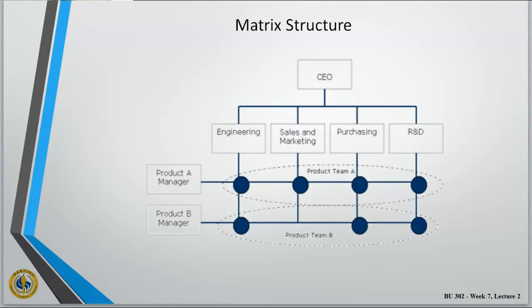Now, the problem with matrix structure, the negative side to matrix structure, is that when this happens, employees are sometimes put in an awkward position because they're answering to two bosses, which violates what's called the unity of command. The unity of command states that employees have a right to be able to report to only one boss.